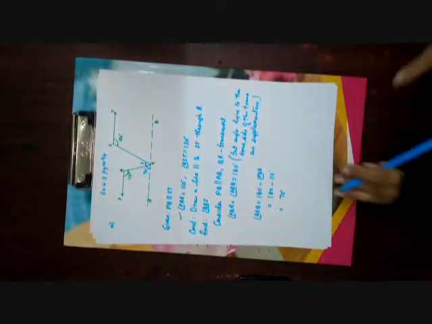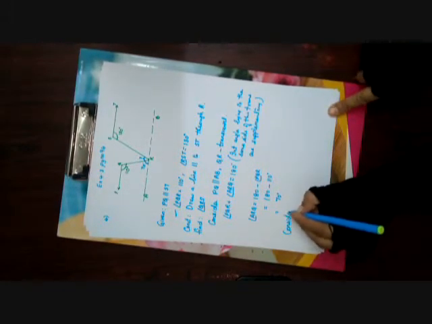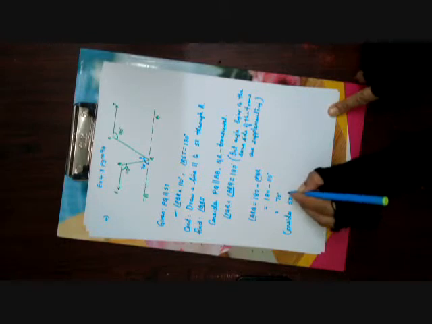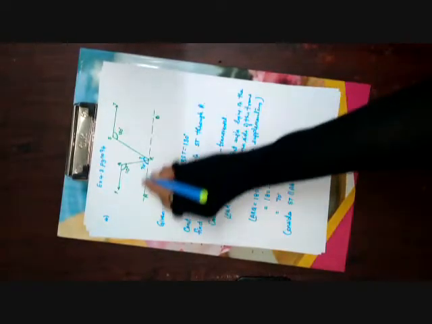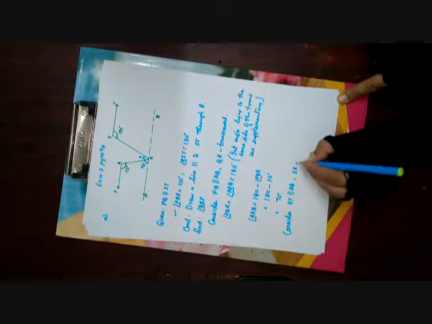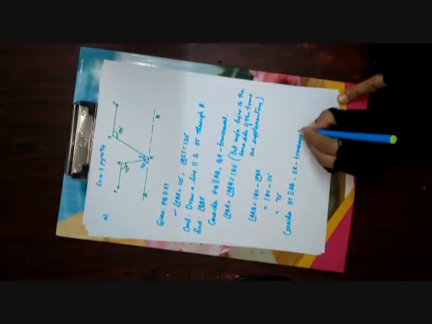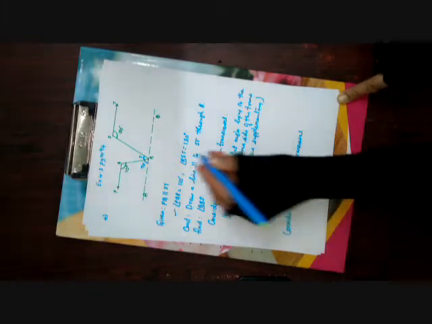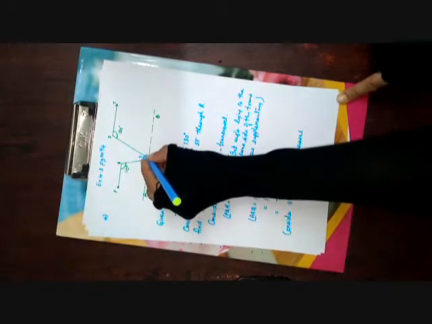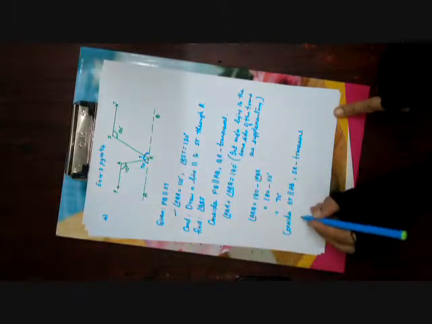Okay, children. Now let me consider ST parallel to AB. I am considering that ST is parallel to AB. And what is our transversal? SR will act as our transversal. SR is the transversal. In the same way, can we find angle BRS? Can I find this angle? Similarly, we will find angle BRS.